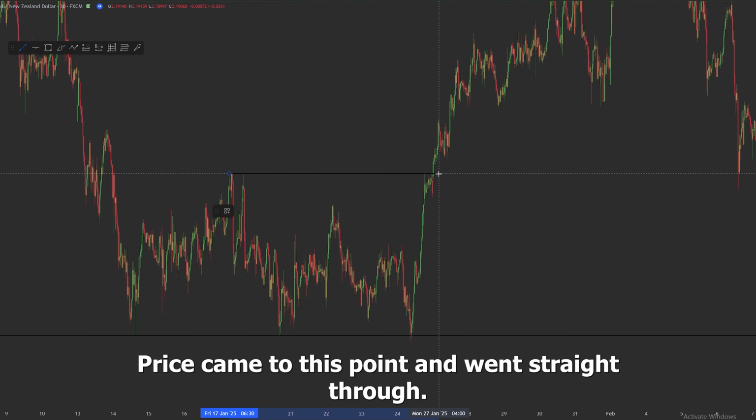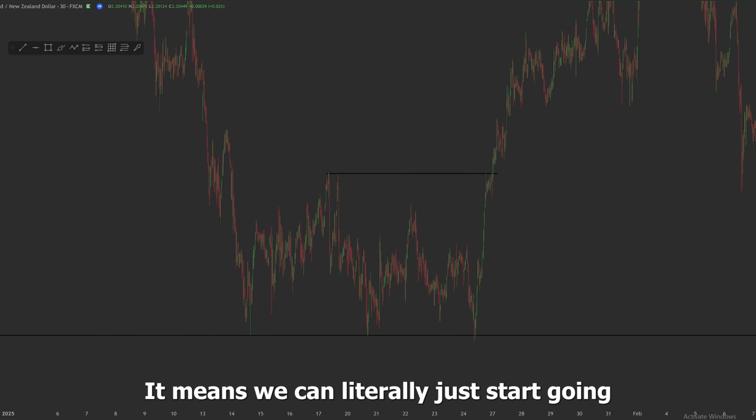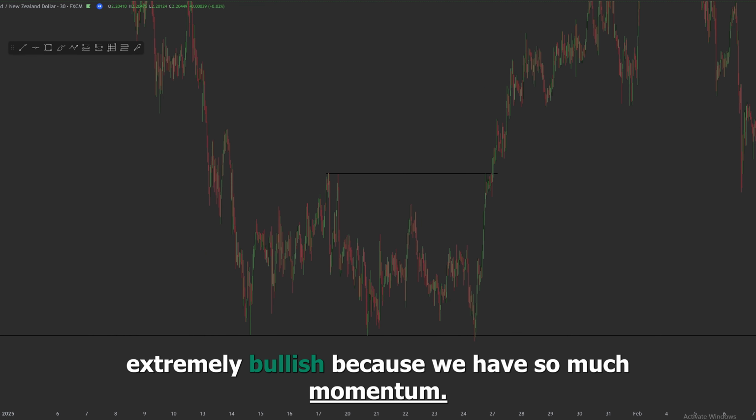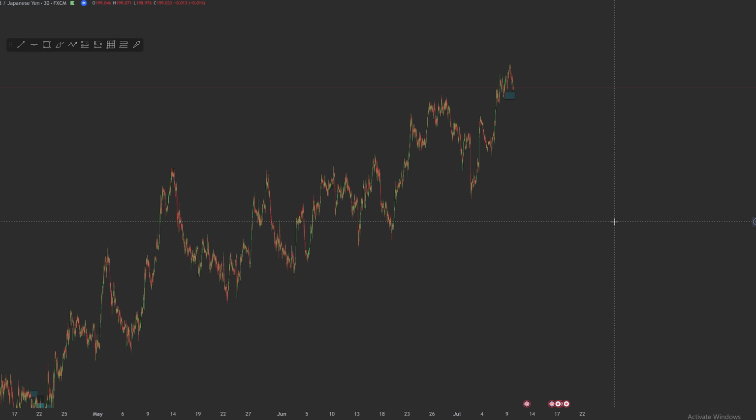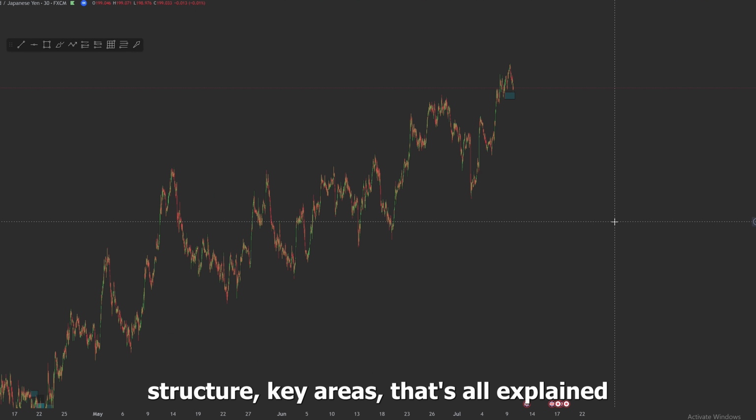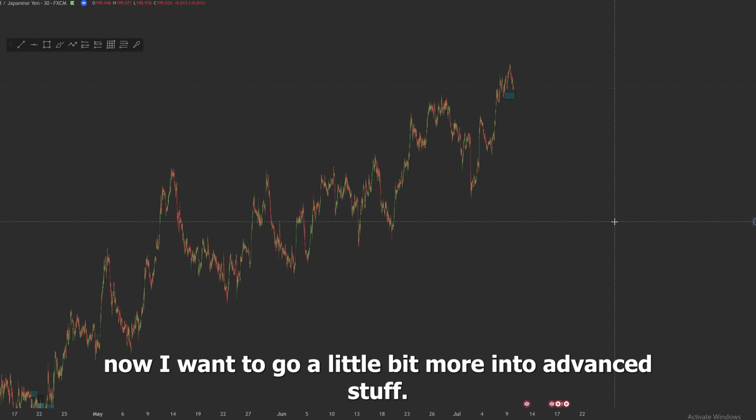As you can see, price came to this point and went straight through it. Means we can literally just start going extremely bullish because we have so much momentum. Okay, so now all that breakout structure, key areas, that's all explained. Now I want to go a little bit more into advanced stuff.